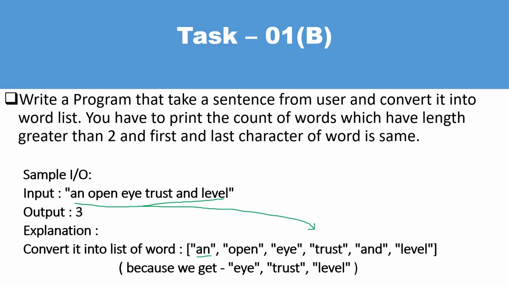Okay, so let's see. The first word which I am getting is an, and guys we know that it has only 2 characters, that means the length is 2 and it is not matching the statement. It's saying that length must be greater than 2, so we are not going to consider it. So far we have a count of 0.